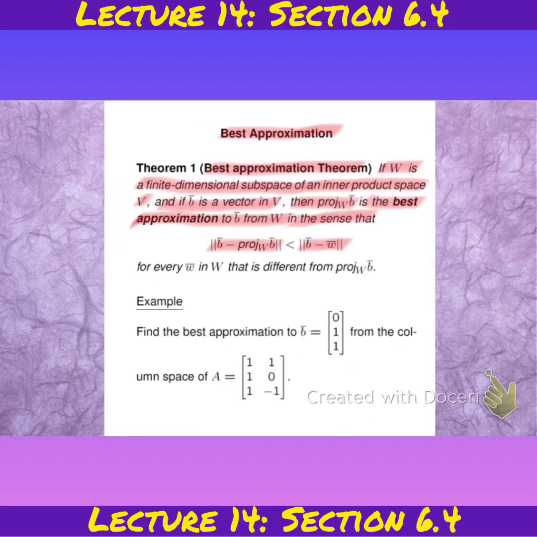Again, that needs to be true for all vectors w in W, provided that w is a vector different from the projection of b onto W. So essentially, the distance from b to any such vector w will always be bigger than the distance that b lies from its orthogonal projection on the subspace W.